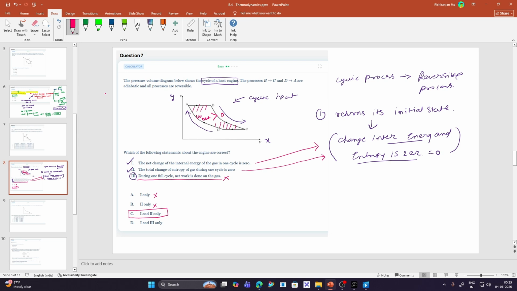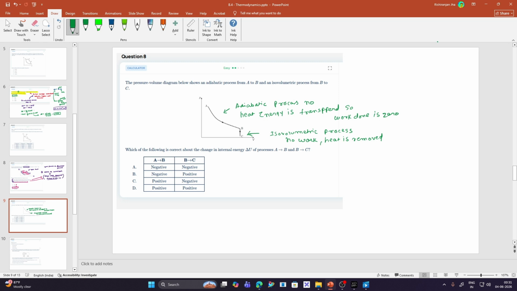Hope you understood this numerical as well. Friends, we have one more numerical. The pressure volume diagram below shows an adiabatic process from A to B, and an isovolumetric process from point B to point C. So from this, we have to determine which of the following is correct about the change in internal energy of the process from A to B and B to C.